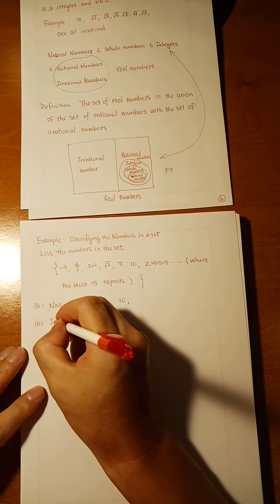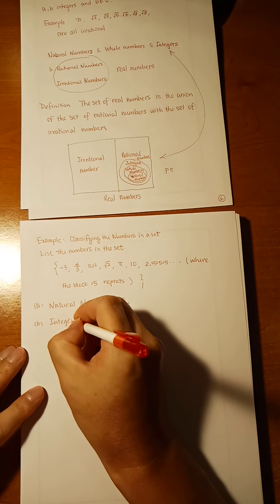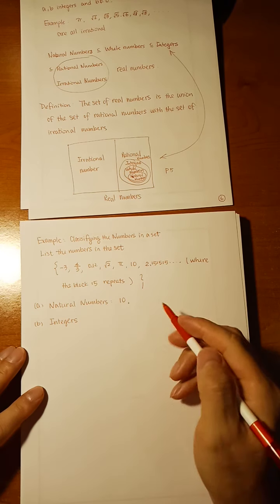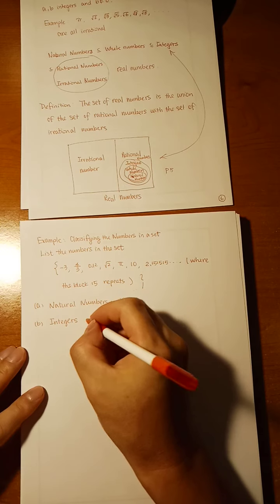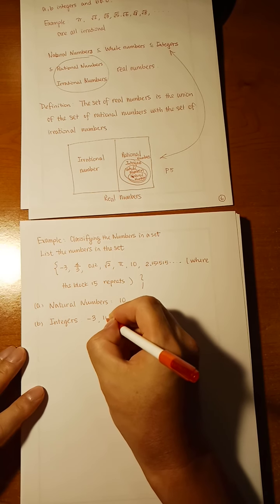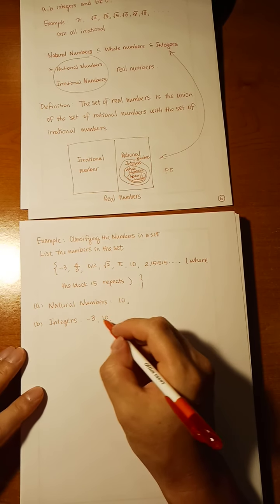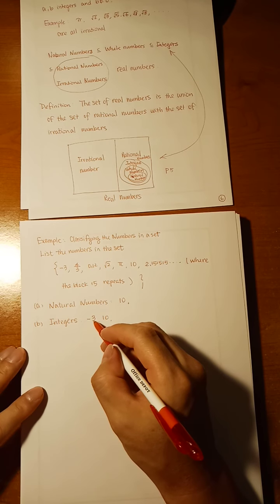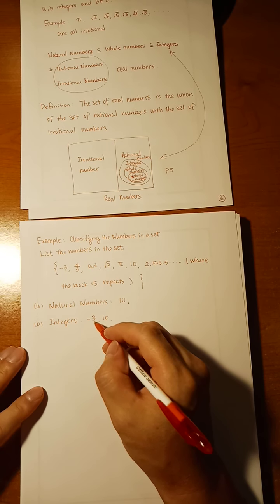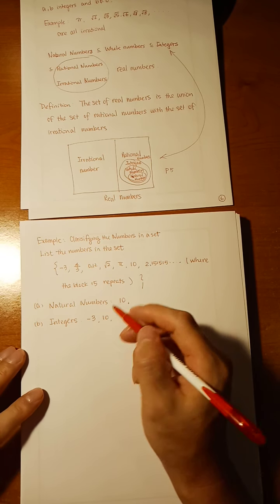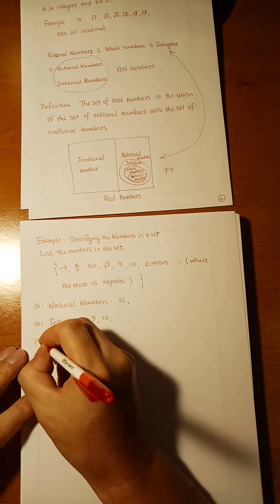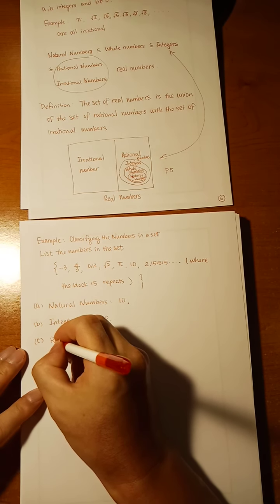B, integers. Integer, this time this -3 counts. Integers can be negative, can be positive. Positive is a natural number. Negative is a negative natural number, or 0. Okay? And C, rational numbers.